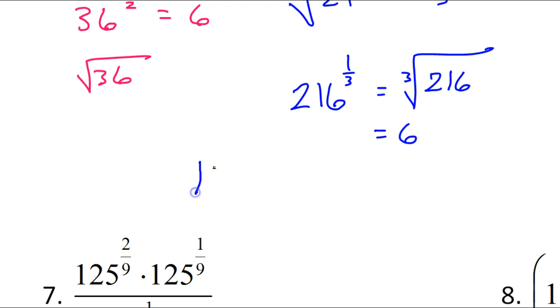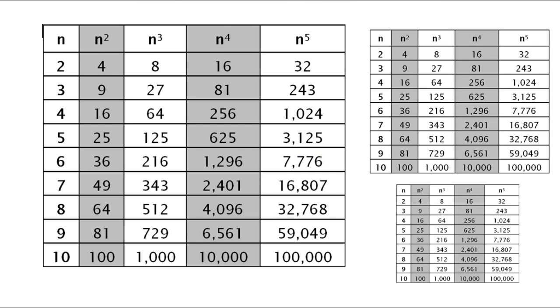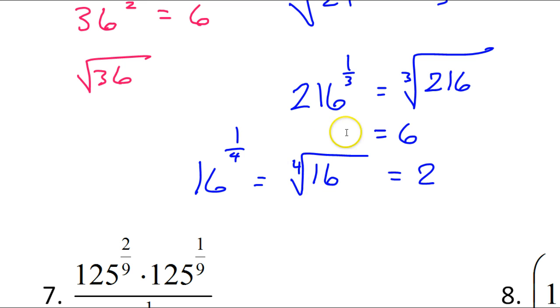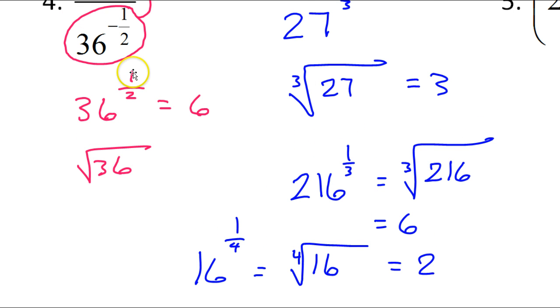Can you guess what the 1/4 power would be? That's right, it would be the 4th root, which I believe is 2. 4th root of 16 is 2. Okay, so go ahead and own that. 1/2 power is the square root, 1/3 power is the cube root, 1/4 power is the 4th root, and so on. So anyway, the answer to number 4 was 6, and that's the best way to handle it.